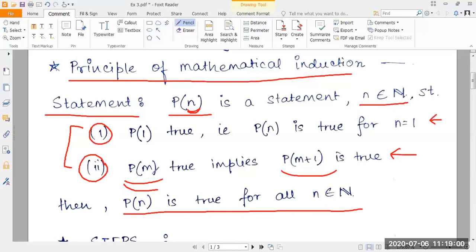So if we put the value of m equal to 1, and by the second condition, we use the concept that Pm true implies Pm plus 1 is true, then P1 being true will imply that P2 is also true. Let me just write that down for your better understanding. So we have P1 is true. And from the second condition, we find that if Pm is true, then Pm plus 1 is true. So if P of a particular value of n is true, then the statement for the next value is also true. So if we have P1 true, then P2 is also true.